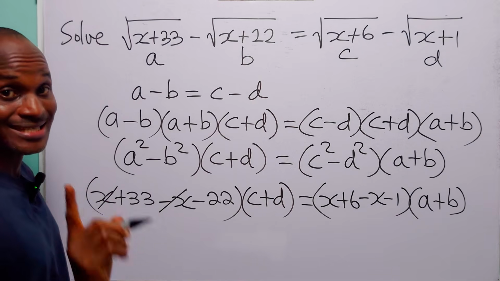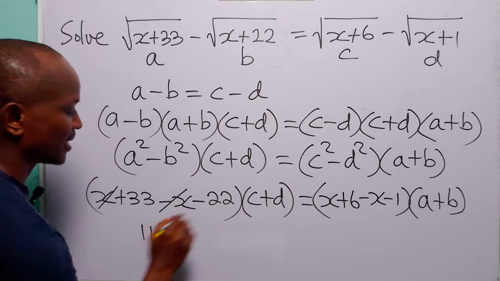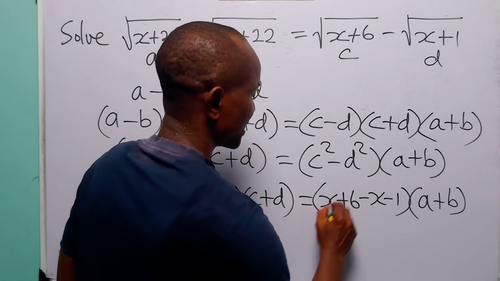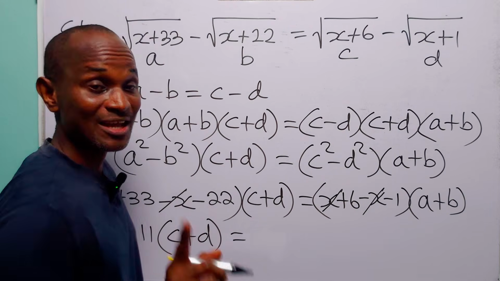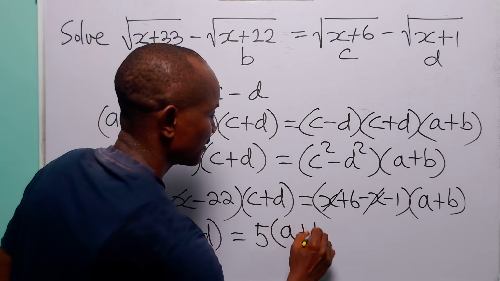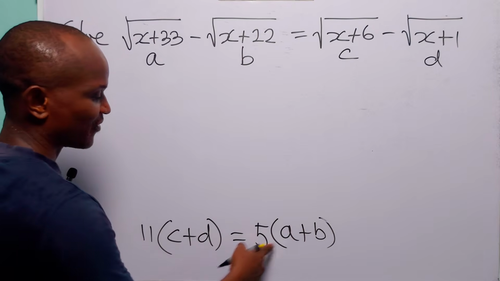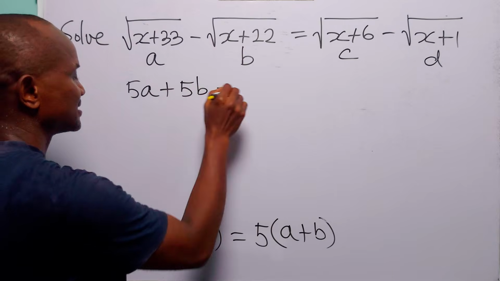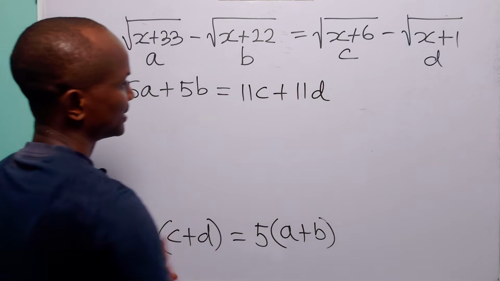x minus x is equal to 0. 33 minus 22 is 11. So here we have 11 times c plus d. And this is equal to x minus x, which is 0, and 6 minus 1 is 5. So on the right hand side, we have 5 times a plus b. Now opening the brackets, we have 5a plus 5b is equal to 11c plus 11d.